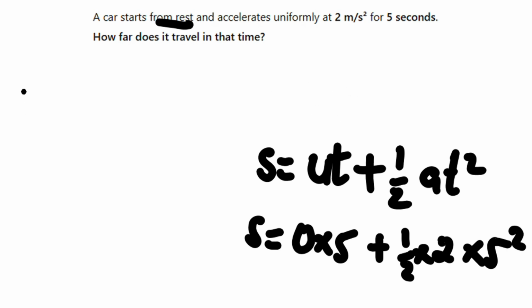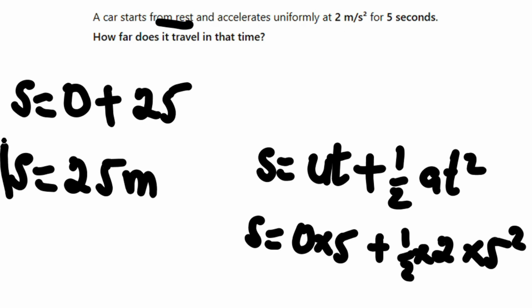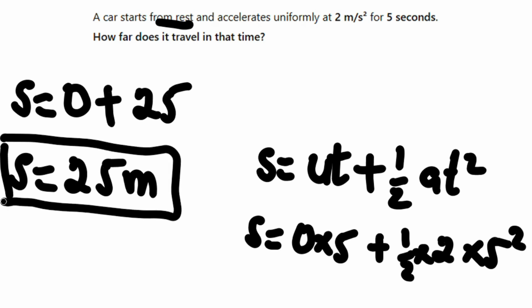Let's now calculate. So s will now be equal to 0 plus, because 0 times 5 is 0, plus half times 2, that will be 1. 1 times this is going to be 25, right? So s is equal to 25. The unit will be what? If it comes to distance, we are going to use meters. So s is equal to 25 meters. So this is the final answer for this question.